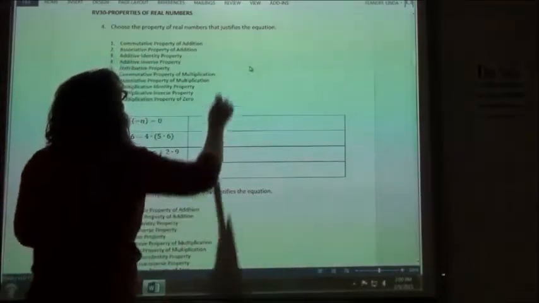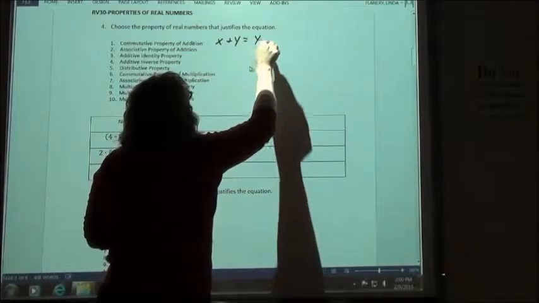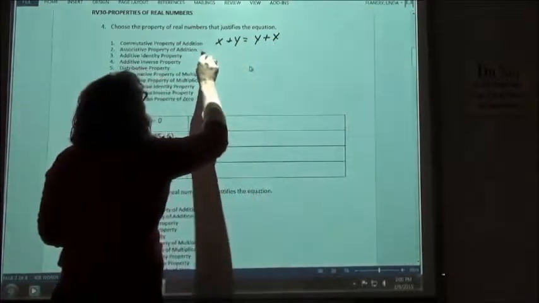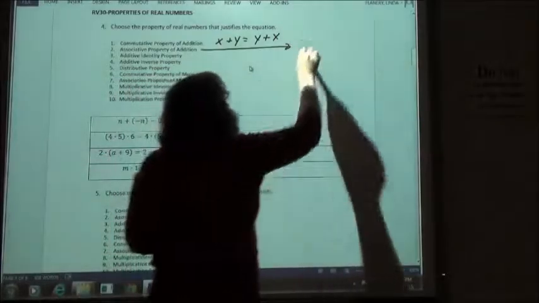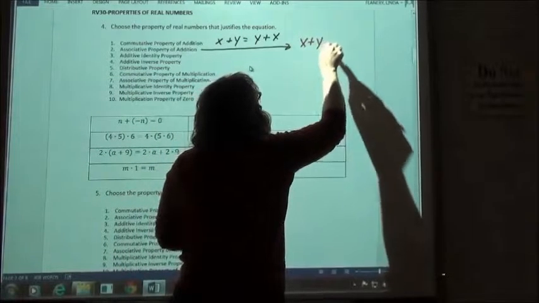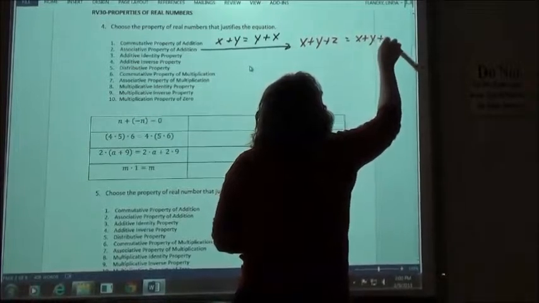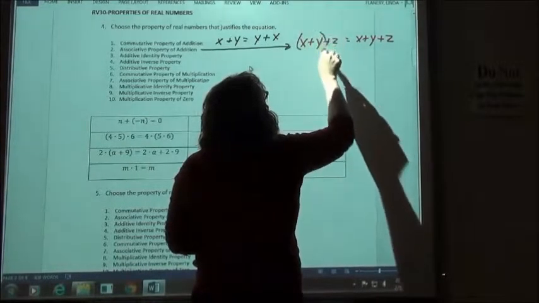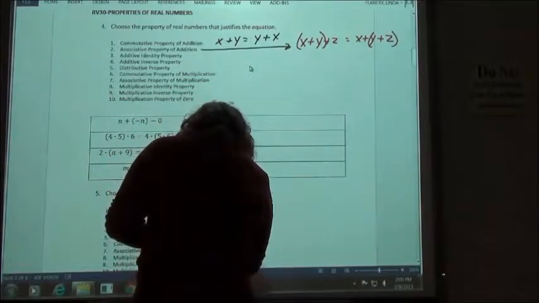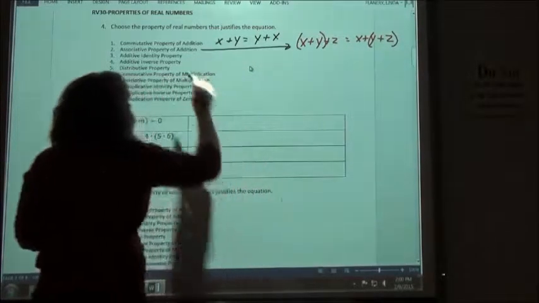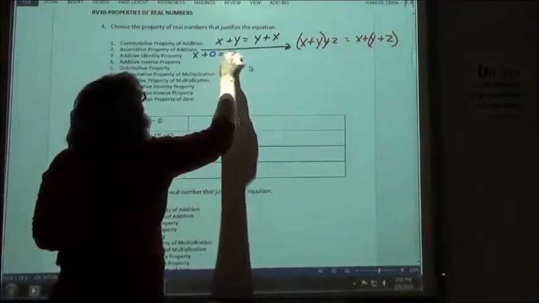So I'm going to rewrite the commutative. X plus y equals y plus x. The associative, x plus y plus z equals x plus y plus z. Parentheses around the first 2, parentheses around the second 2. Then we did the additive identity. X plus 0 equals x.